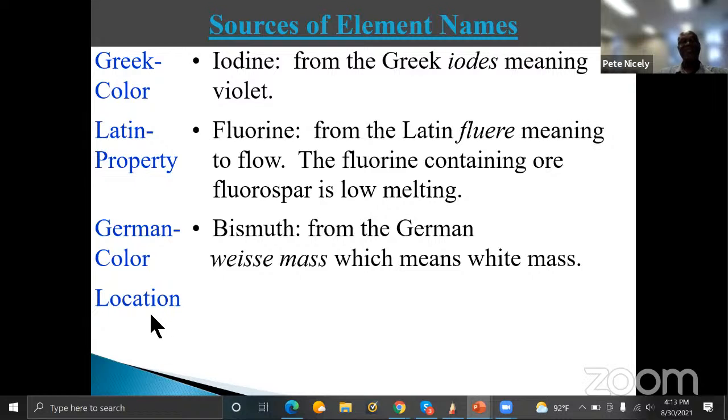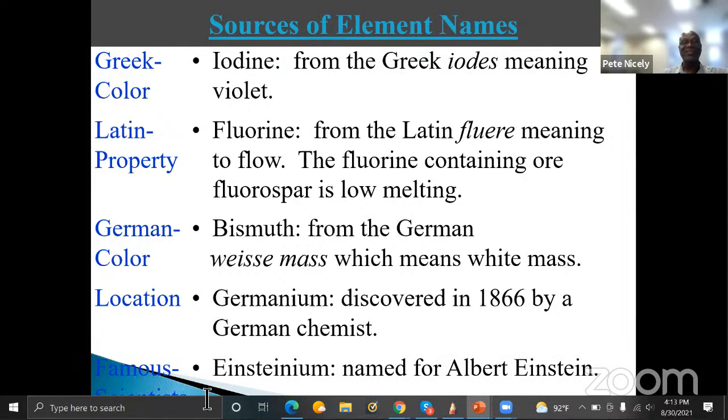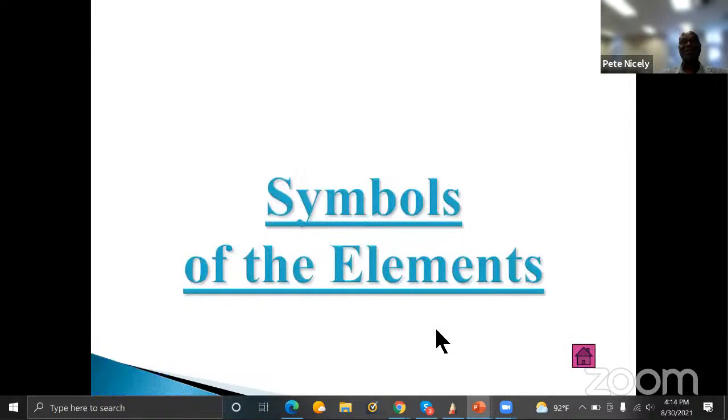And then in some cases, the name comes from a particular location. So for example, germanium was discovered in 1866 by a German scientist, so therefore the element is named after the country, Germany, all right? And then you can have a situation where the name comes from the name of a famous scientist, such as einsteinium, which is named for the famous physicist, Albert Einstein. All right, so that's basically a brief overview of the sources of the element's name.